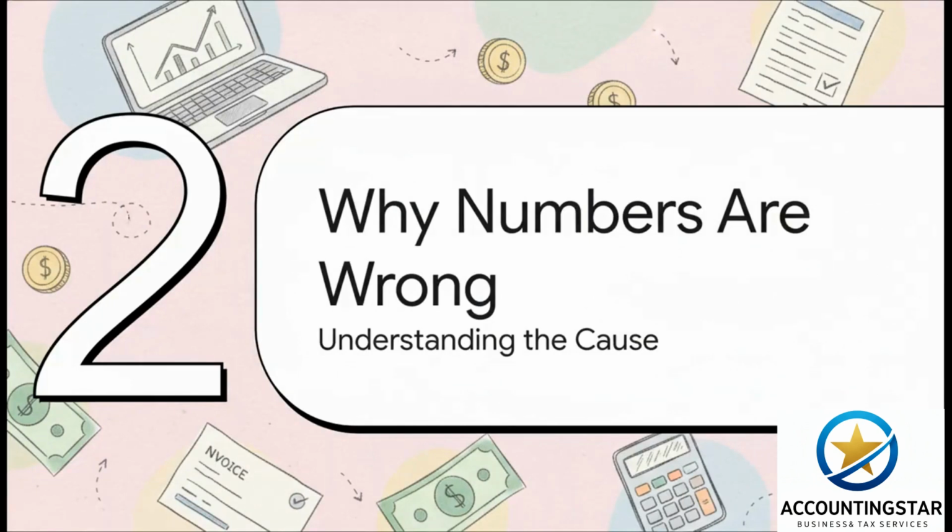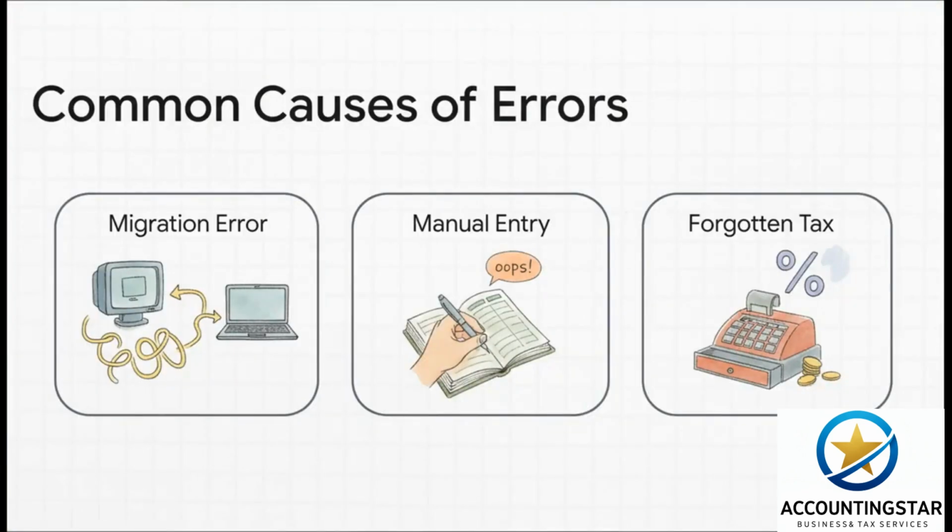You know, the first step to fixing any problem is figuring out why it happened in the first place. So let's take a look at the usual suspects for why your sales tax numbers might be a little off. Chances are your issue is going to fall into one of these three buckets. Maybe you moved your data from an old QuickBooks desktop file and things got a little jumbled in the transfer. Or maybe a manual journal entry was made that accidentally threw the balance off. Or, and this is a big one, you just plain forgot to charge sales tax on a few sales.